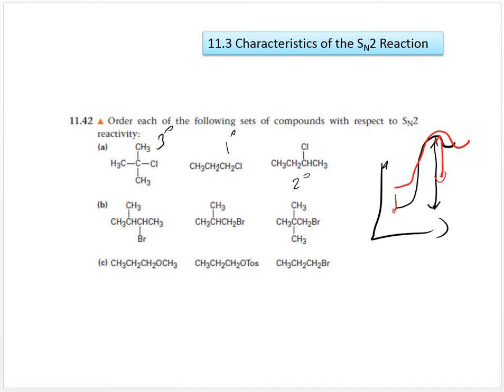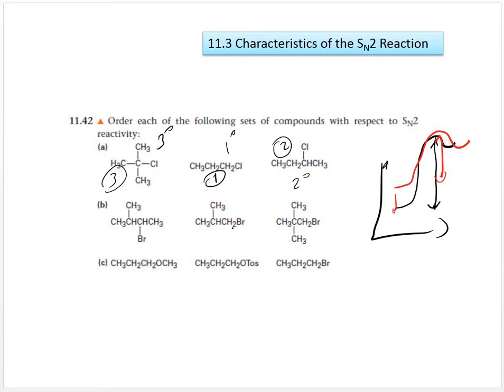So this is the most reactive. Okay, so let's say this is 1, and this is second reactive, and this is going to be the least reactive or the slowest one. Tertiary is the slowest, primary is the fastest.